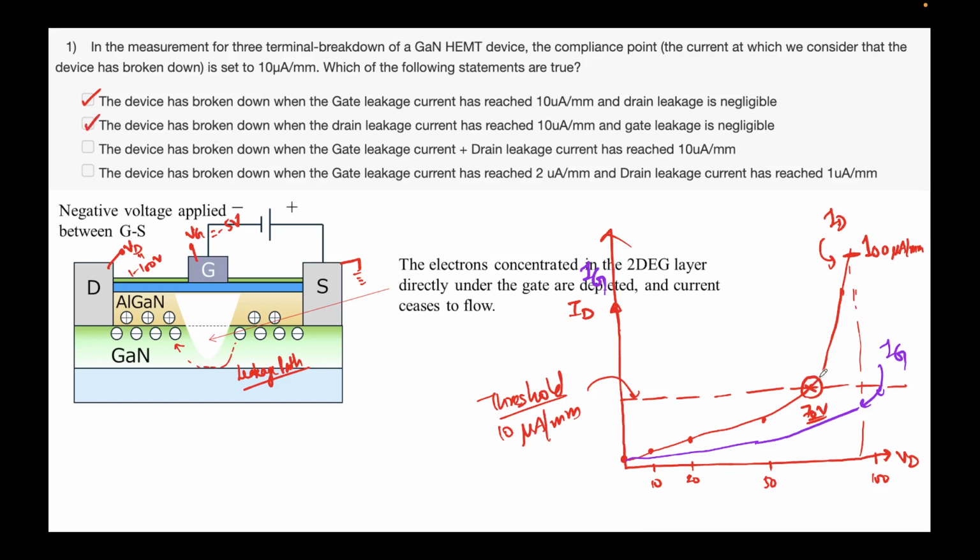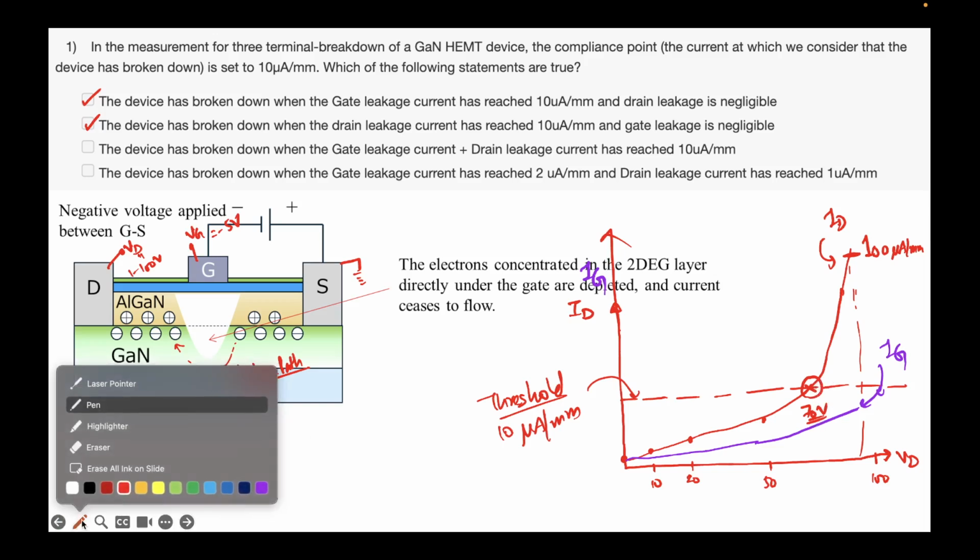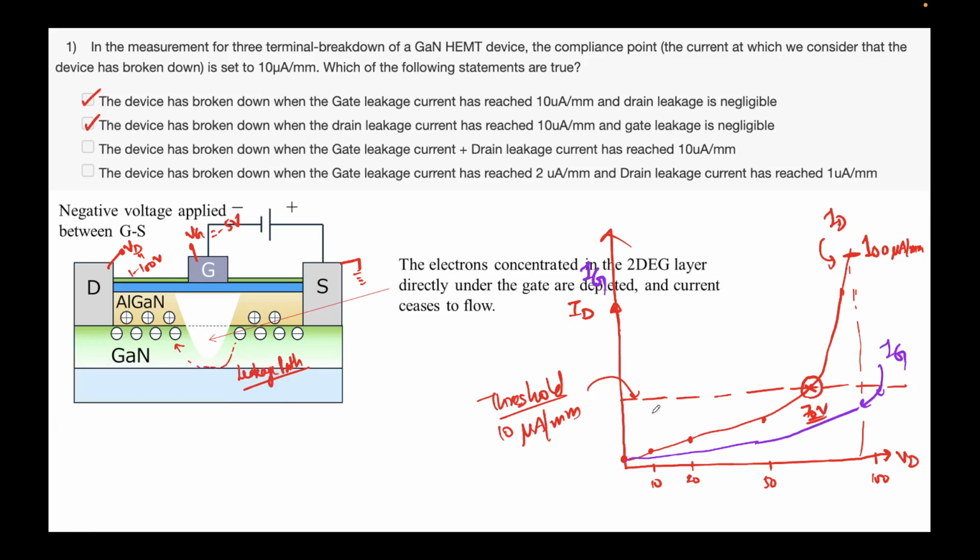A third case is more realistic. When you have both drain and gate leakage, how will the combined curve look like? ID plus IG. This will look something like this. If you add the blue and purple curve, this is how it will look like. And now I'll say the device is broken down here at 50 volts. That's the third option. The device is broken down and the gate plus drain leakage has reached 10 microamps. So this is the threshold. When did you cross the threshold? At 50 volts. So this option is also correct.